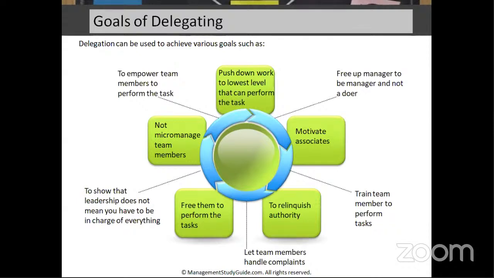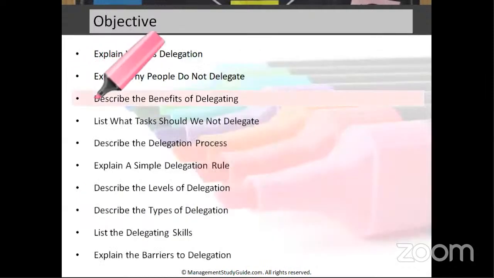And then to not micromanage team members, to eliminate the risk of micromanagement of team members.